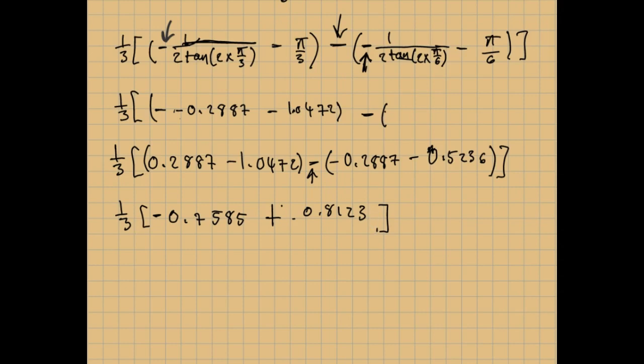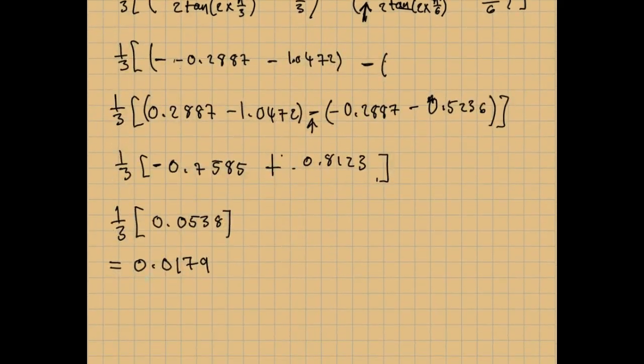0.8123, and then it's being subtracted by 0.7585. So it'll be 1/3 multiplying 0.8123 subtract 0.7585, and you're going to get 0.0538. Okay, and if I divide that by 3, dividing by 3 is like multiplying by 1/3. So my final answer would therefore be 0.0179. So 0.0179 would therefore be my final answer in this example.